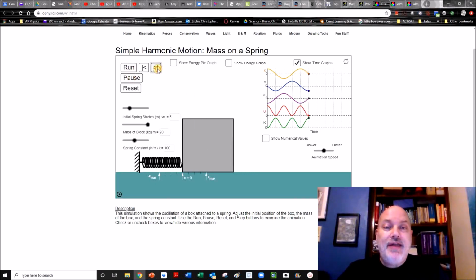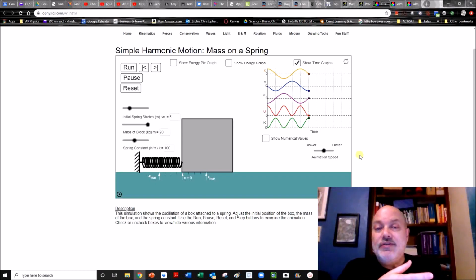Now, at the equilibrium position, I want you to notice that the position is 0 and the acceleration is 0 because the spring is no longer stretched. But we have our maximum velocity, so therefore we have maximum kinetic energy, and we have 0 gravitational potential energy.